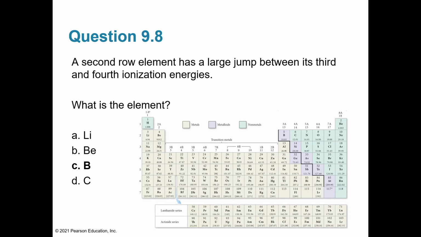Okay, so the answer here is boron. We're going to the second row. So a large jump between the third and fourth ionization energies. This is 1, 2, 3, and 4. This is where the large jump is. So that means the fourth one was really big, so we're removing a core electron here. All the other ones, from first to third, were valence electrons. So we were looking at boron, letter C.